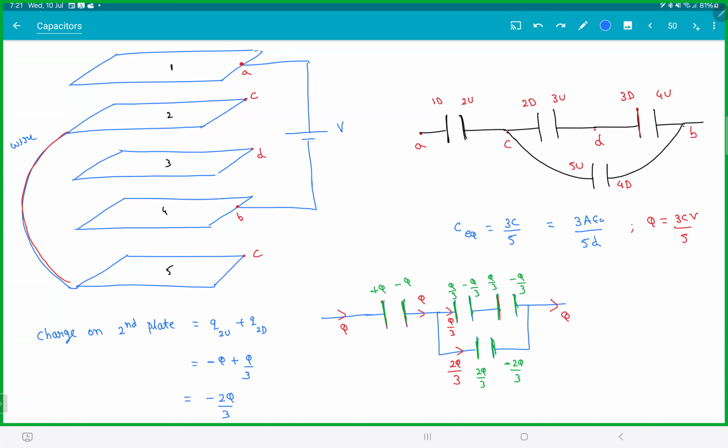Is this clear, everyone? If you just want to find C equivalent, you didn't need to do this, you would have got it easily without all the symbols. But the moment I ask you the charge on the plate, you have to do this. You don't have an option. Any doubts on this? Please ask me. Next one.